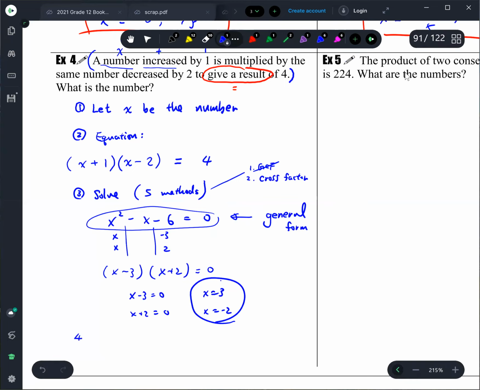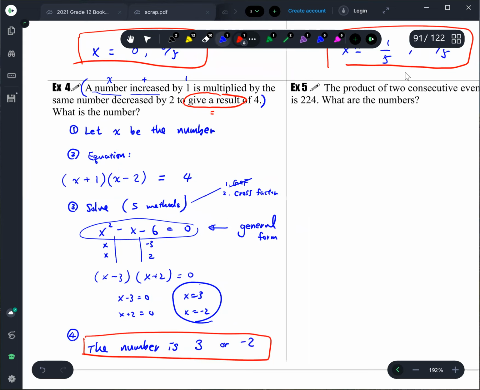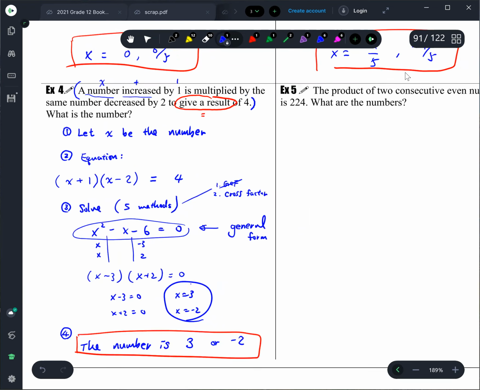All right, so last part, because it's word problem, we have to answer in the sentence, okay? You can say the numbers are, no, the number is, right? Because there's only one number. The number is 3 or negative 2. Okay, because it's looking for what is the number. There's only one number to find. Okay, so we are going to do one more, okay, before I let you go. So let's try the right-hand side, okay?